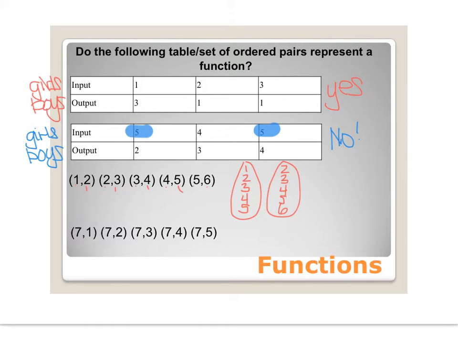1 is dating 2, so those are connected. 2 is dating 3, those are connected. 3 is dating 4, 4 is dating 5, and 5 is dating 6. And again, we look in this bubble to see, do any of these numbers have more than one line going from them, indicating that they are cheating. In this case, none of them have more than one, so this one is a function.